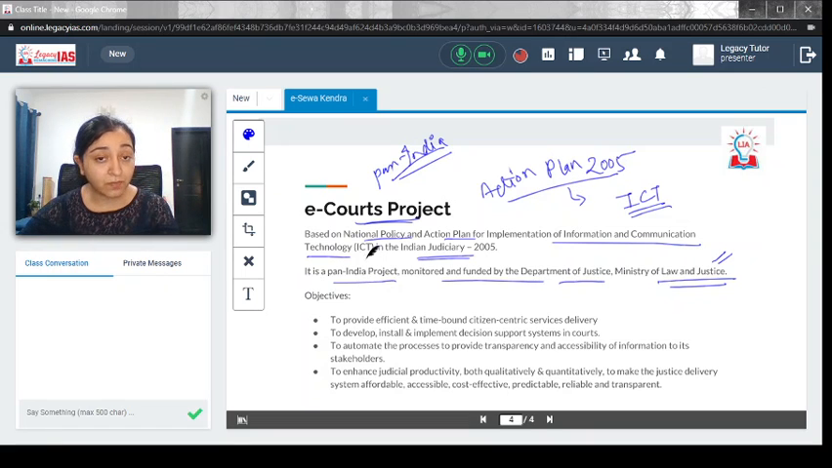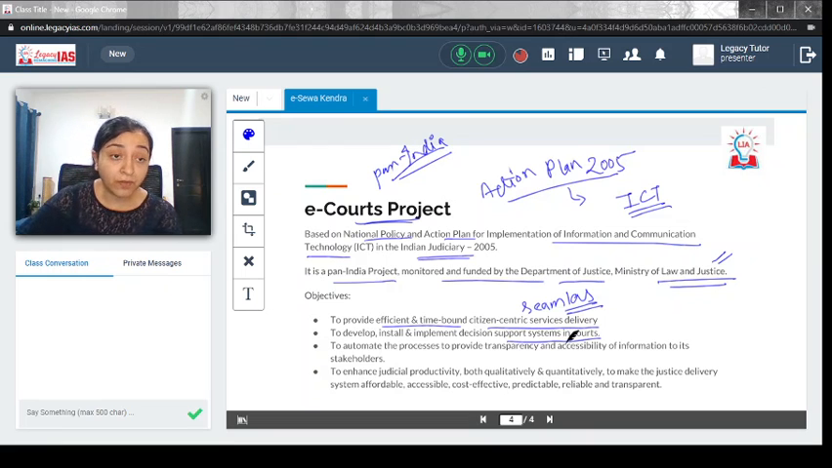What are the objectives of this e-Courts project? To provide efficient and time-bound citizen-centric service delivery. So if you are enabling ICT, the idea is to make everything seamless, or to improve the experience of the citizens. So this is again one of the major objectives of the e-Courts project. Then to develop, install and implement decision support systems in courts. For example, the things which humans take a lot of time to do, if they could be automated through the use of ICT, then these things should be done.